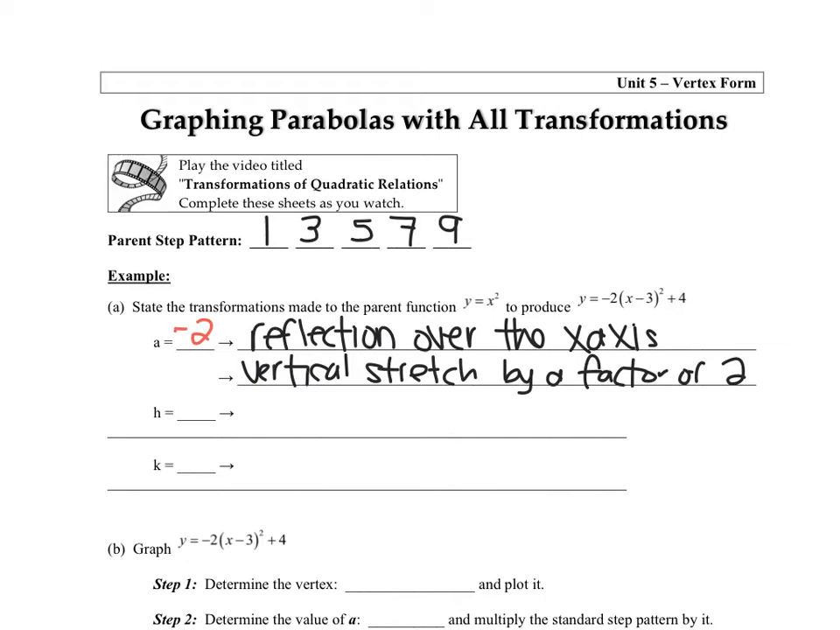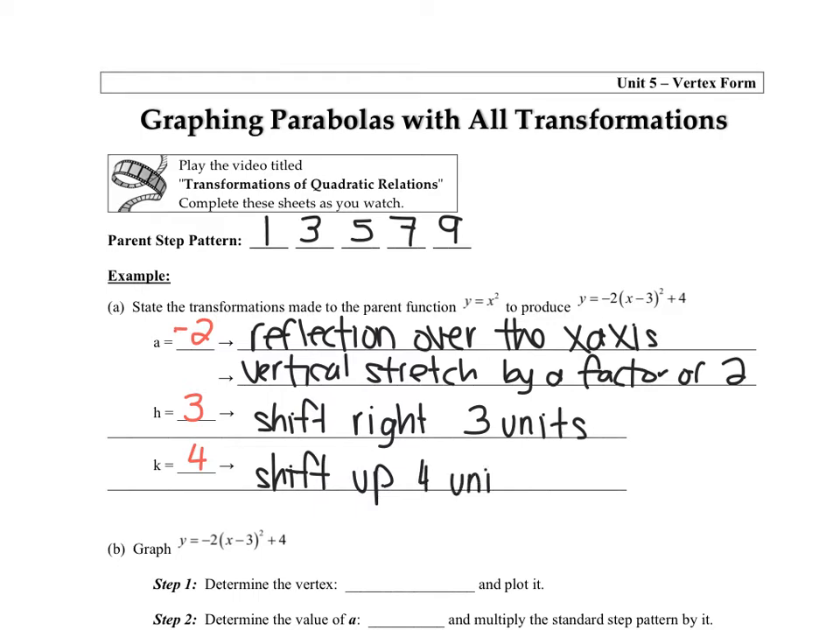Our h value is the value inside of our bracket, which in this case is 3. Now the bracket says x minus 3, which means we're actually going to be moving to the right, shift right 3 units. And our k value is the one at the very end, which is 4. It's outside the bracket. And that's going to be shift up 4 units. Now these two shifts affect our vertex, and that's going to be our starting point for graphing.